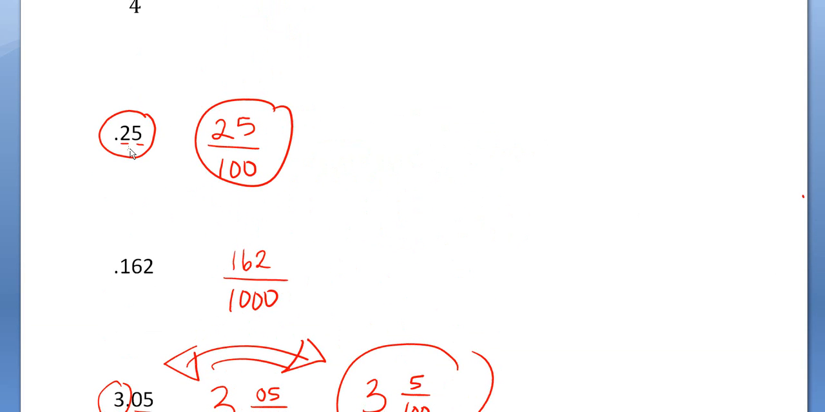So let me show you this one more time right here. Read it out loud when you see a decimal: 25 hundredths. That's 0.25, but it's 25 hundredths, so then I can just write it like that. This is 162 thousandths, so I could rewrite it like that.